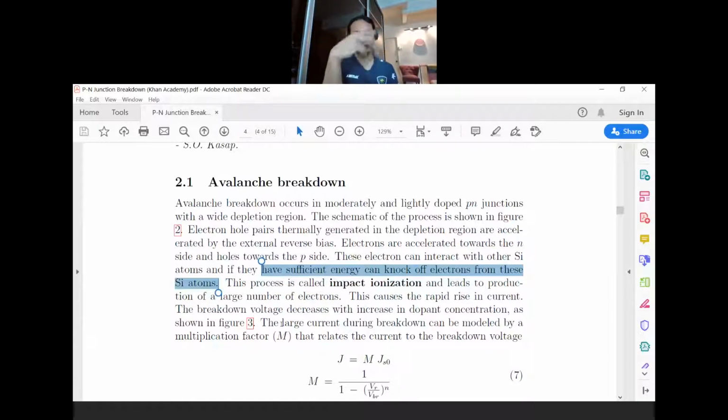So this will be a cascaded reaction, right? More and more reactions. Cascade, cascade, cascade, one after the other. And this mechanism is called impact ionization. So this process is called impact ionization and leads to production of a large number of electrons, causes a rapid rise in the current.